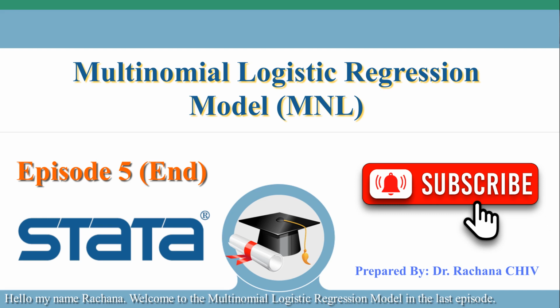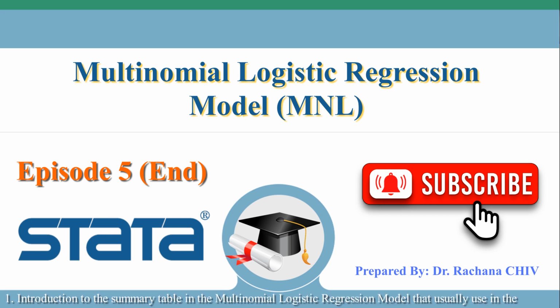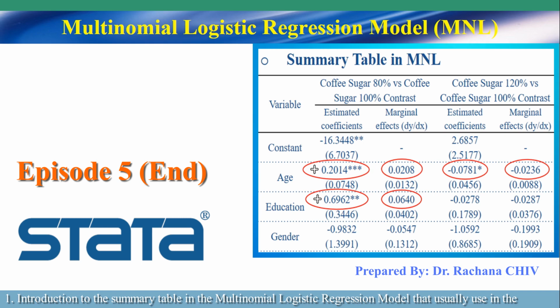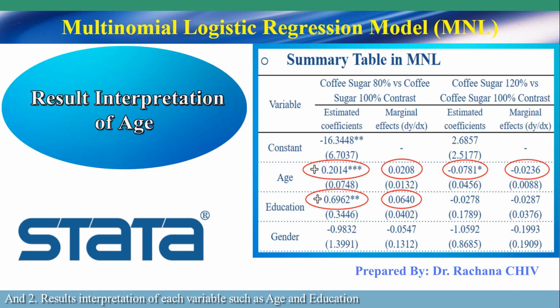In the last episode, the outline of this study talked about: 1. Introduction to the summary table in the Multinomial Logistic Regression Model that is usually used in publications or articles, and 2. Result interpretation of variables such as age and education.